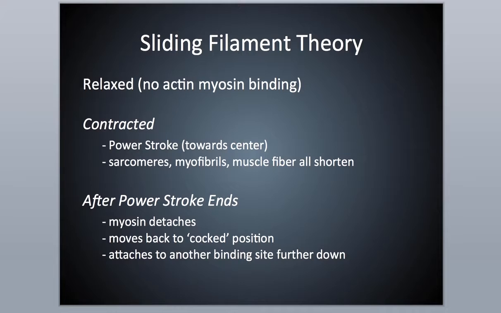Now, after the muscle has been contracted and we start to relax, the myosin detaches. It moves back to a cocked position, ready to attach to a new binding site and perform more muscular contraction if need be. Also, during relaxation, the calcium is transported back to the sarcoplasmic reticulum and saved for a later time.